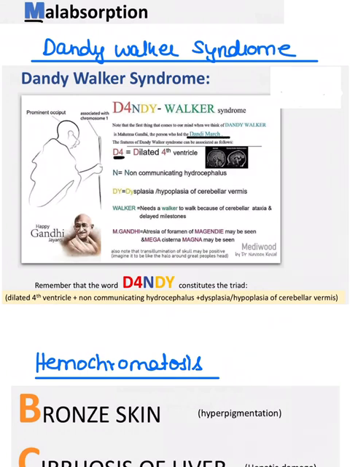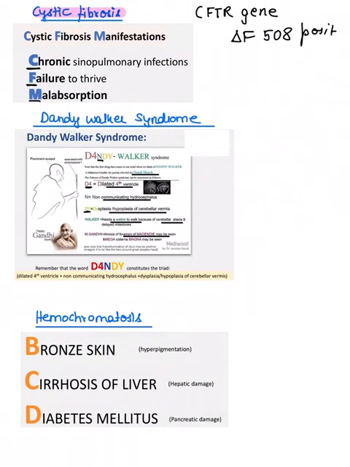So D4 Dandy is for dilated fourth ventricle. Okay, N is for non-communicating hydrocephalus. Okay, DY is for dysplasia or hypoplasia of the cerebellar vermis. Okay, Walker means he needs a walker to walk because he has cerebellar ataxia, so he cannot walk without a walker. And Mahatma Gandhi, there is atresia of foramen of Magendie. Okay, so you can remember this guys, it's very easy now.